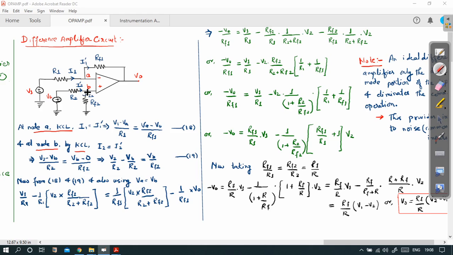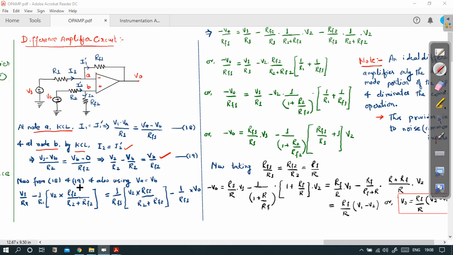Again we assume that the input current into the op-amp is 0, so we are only left with two currents, I2 dash and I2. By KCL, I2 dash is equal to I2. Again express I2 dash and I2 in terms of the voltage difference and the resistance. You will get this equation and this equation.